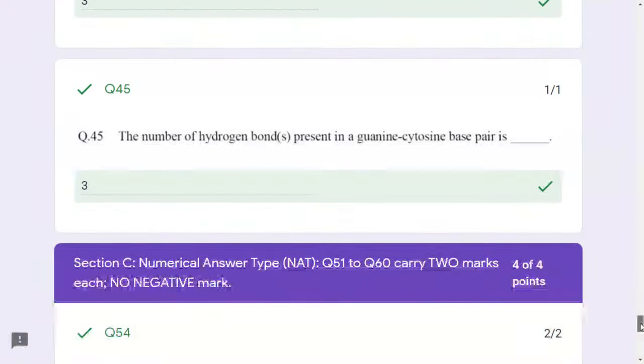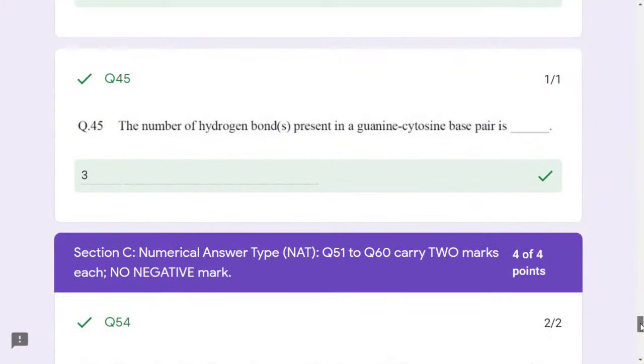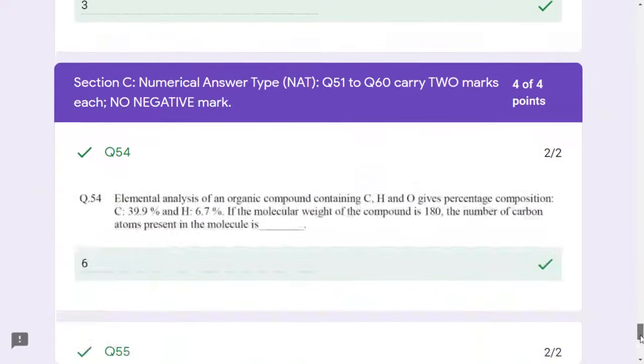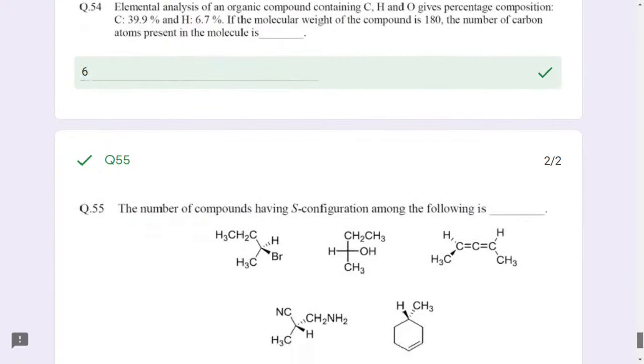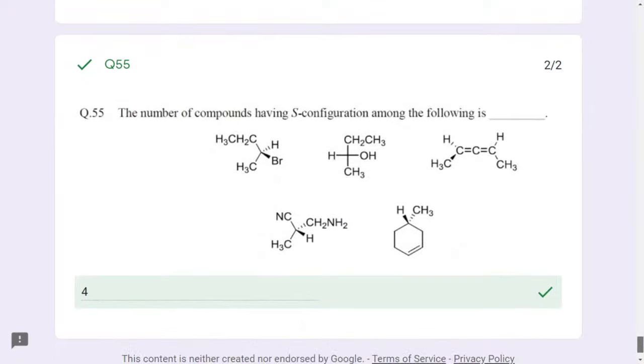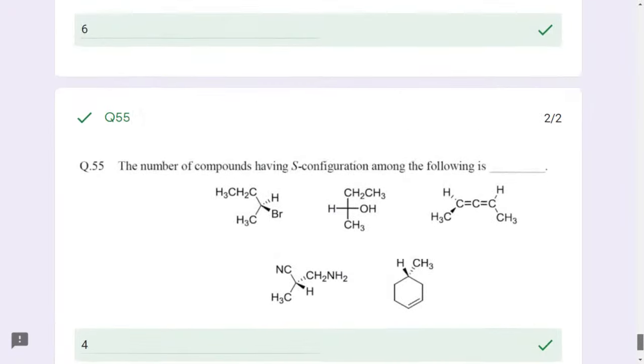And question 45, number of hydrogen bonds. It is guanine and cytosine, tribasic. So 3. And question 54, it is 6. That is nothing but 180, the glucose molecule, C6H12O6. It is going to have 180 molecular weight. You can give the answer straightforward if you remember. And this is RS configuration. You have to be careful while doing this type of questions.